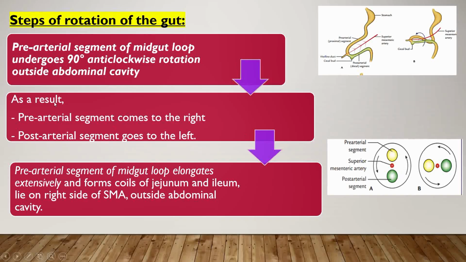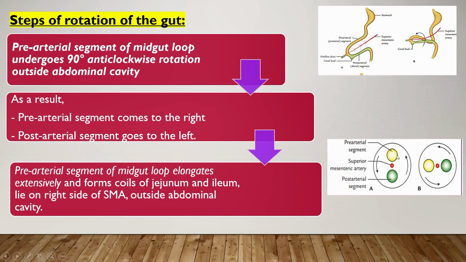So this is the first 90-degree rotation. Pre-arterial segment coming to the right, post-arterial segment going to the left. The pre-arterial segment of the midgut loop now will elongate extensively, and it will form the coils of jejunum and ileum, and they will be lying on the right side of the superior mesenteric artery but outside the abdominal cavity.